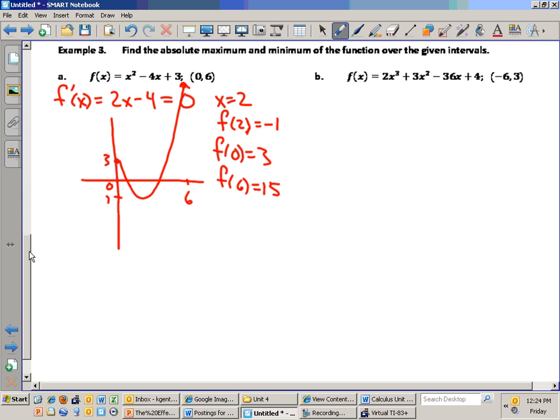So you tell me. It says find the absolute max and absolute min. What would be the absolute max in this situation? Right. 15 is the max. I should probably write absolute. And what's the absolute min? Negative 1.